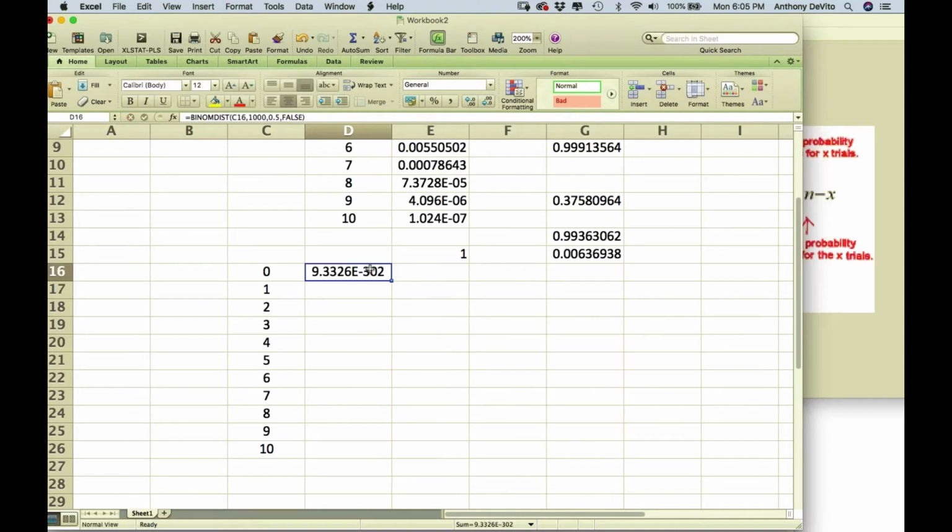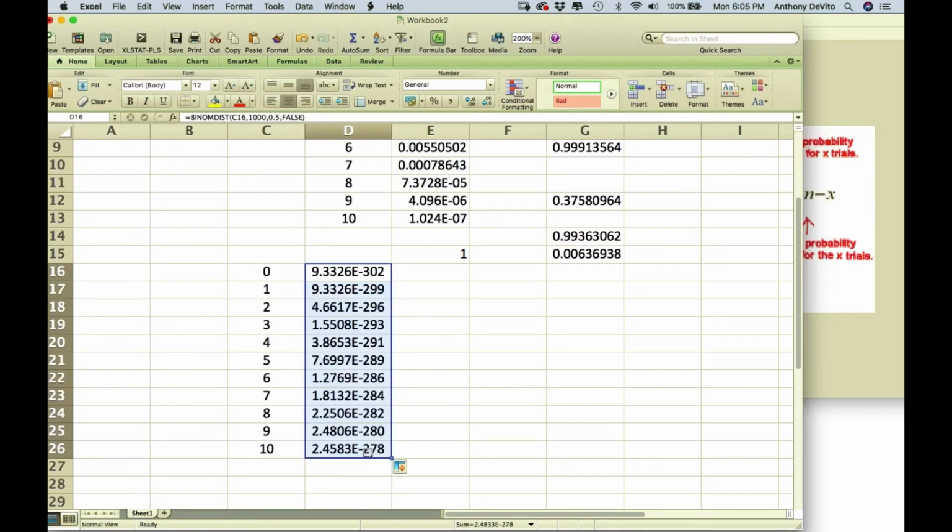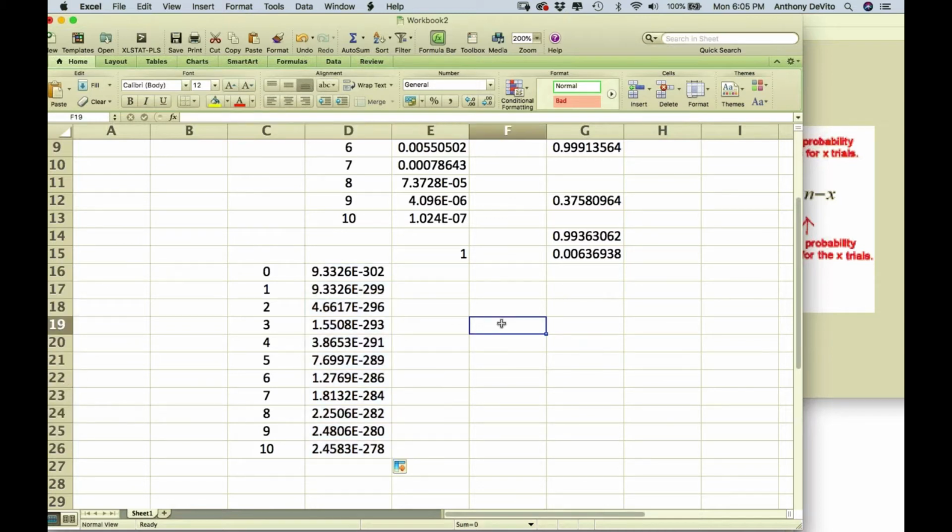So now, if you're going to flip 1,000 coins, the probability of getting 0 heads out of that 1,000 is very small. I could drag this down and find all of these, and these are all going to be very small numbers. What's going to be the most likely outcome when I flip 1,000 coins?